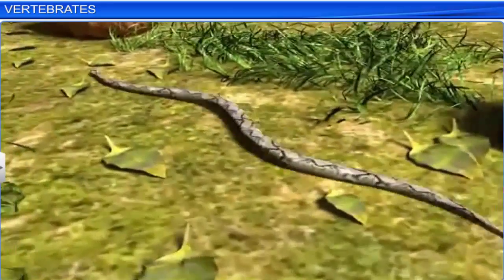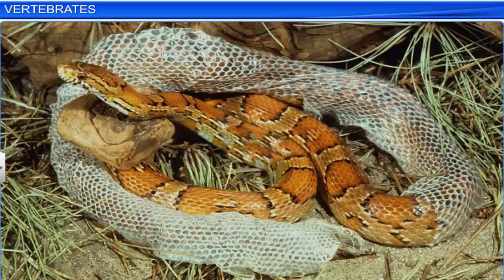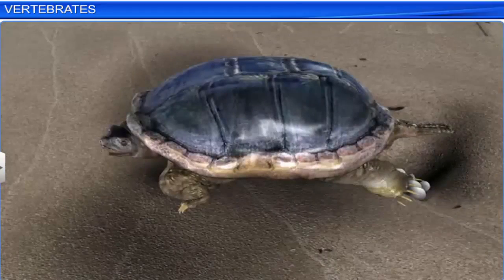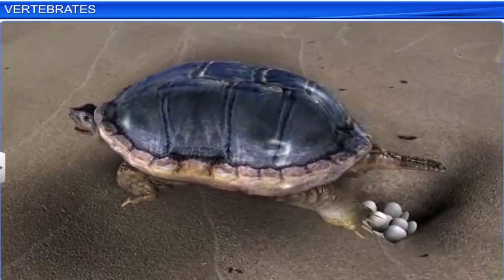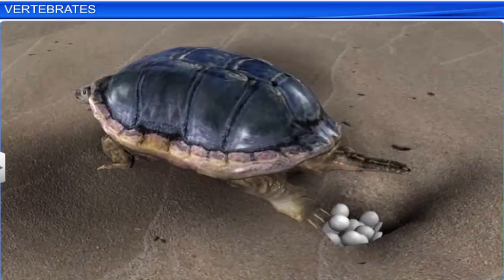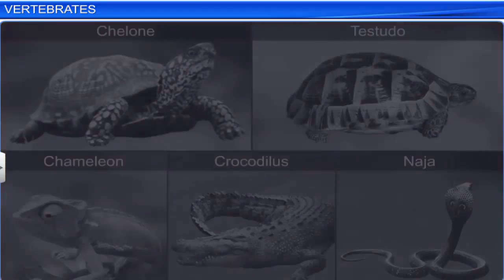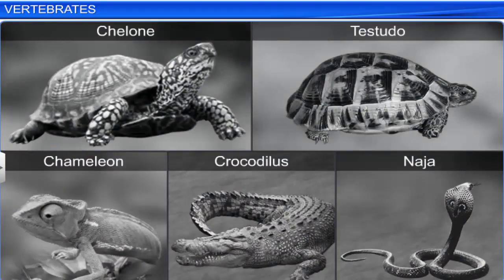Some reptiles, such as snakes and lizards, shed their skin. In reptiles, the sexes are separate and fertilization is internal. They are oviparous and exhibit direct development. Some common reptiles are Chelone, Testudo, Chameleon, Crocodilus, and Naja.